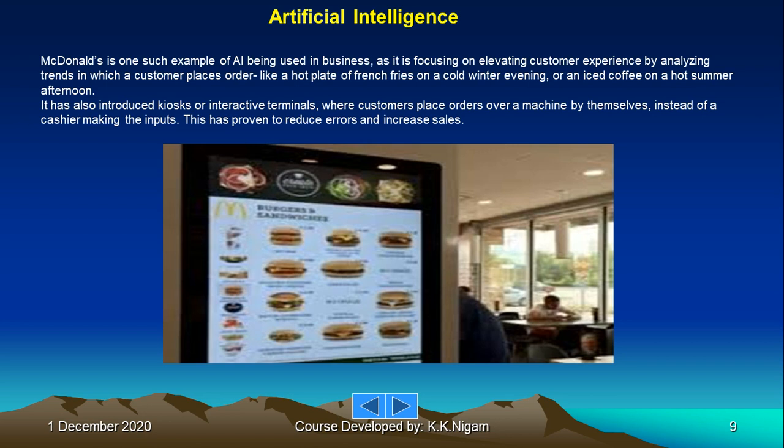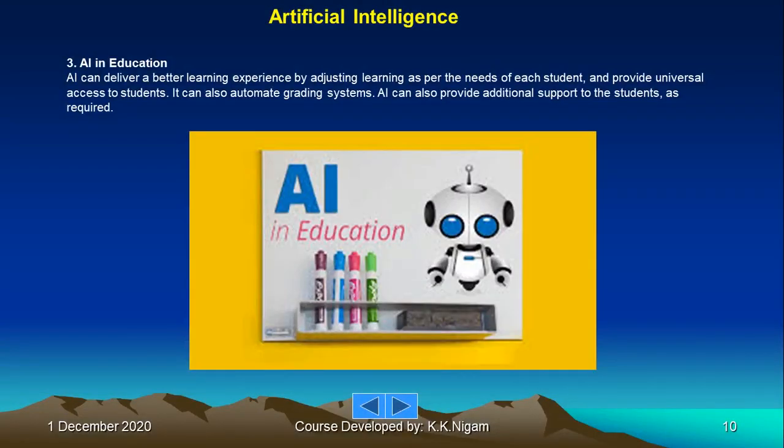Now McDonald's has introduced kiosks or interactive kind of terminals where customers place orders over a machine by themselves, instead of a cashier or any individual making the input. The customer himself inputs all this, and this has proved to result in minimal errors and an increase in the sales itself. So that is the benefit that McDonald's is already reaping with this.